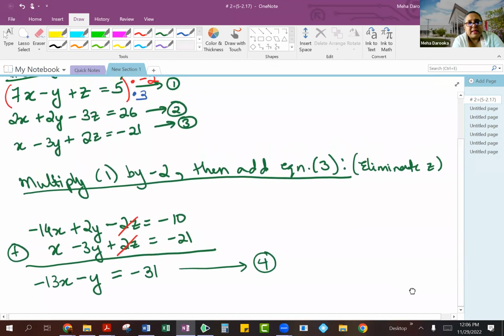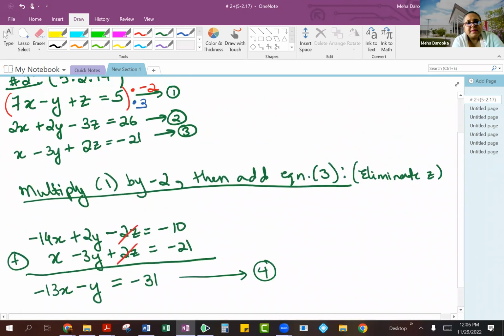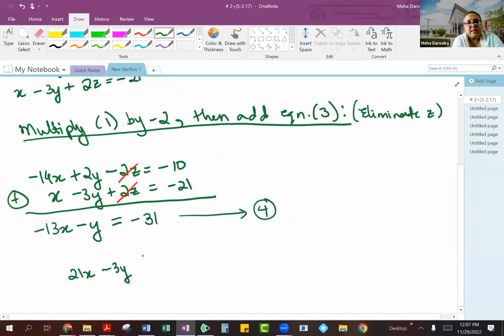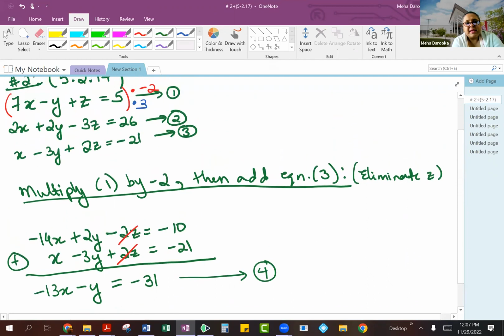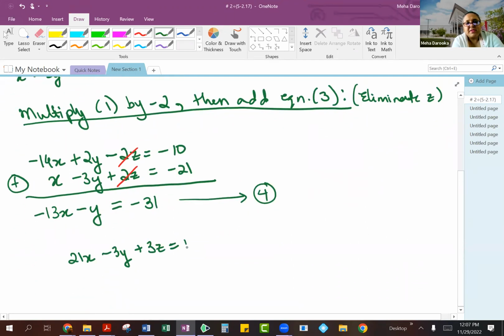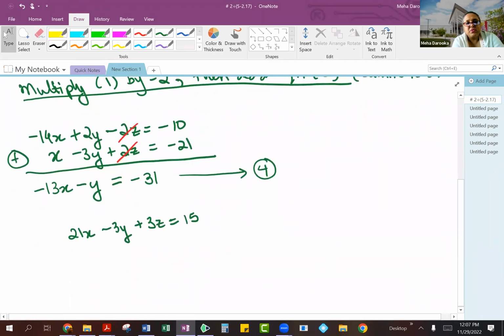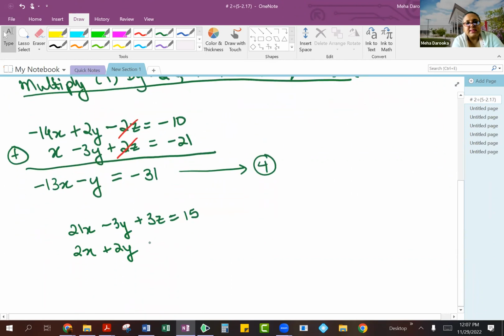So we're multiplying that first one by 3. So that will be 7 times 3, 21x. 3 and negative y would be negative 3y. 3 and z, of course, will be plus 3z. And then on the right-hand side, you're multiplying 5 times 3, which will, of course, give us 15. We're keeping the second equation as it is, so that is 2x plus 2y and negative 3z equals 26.